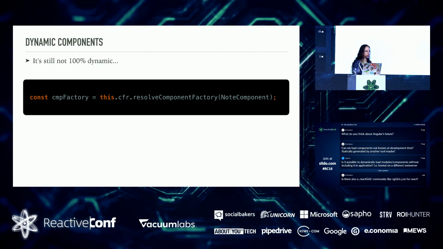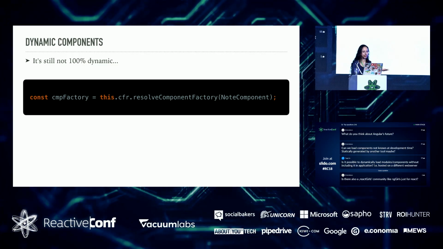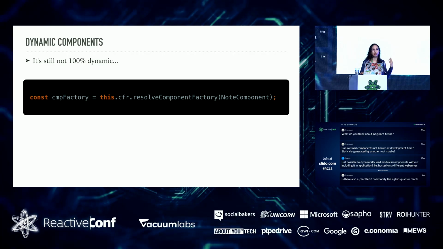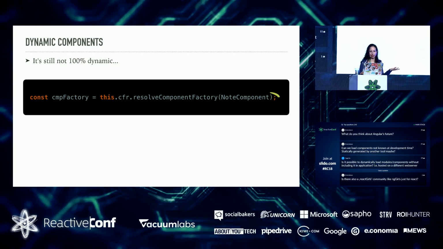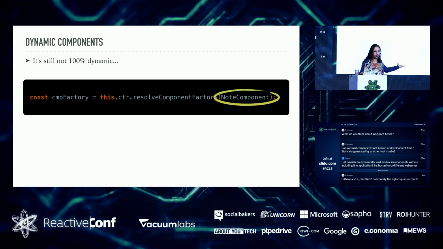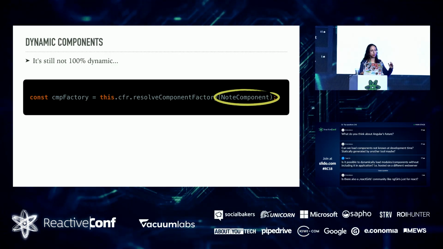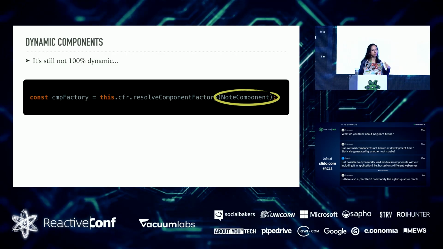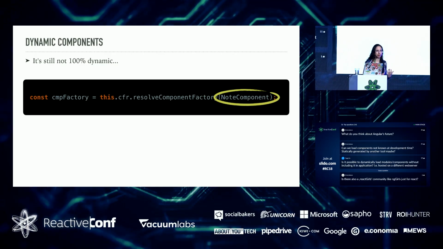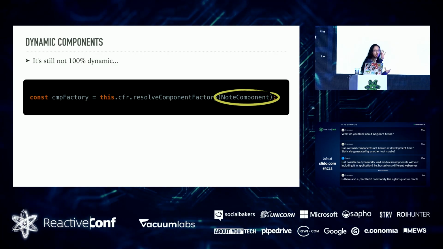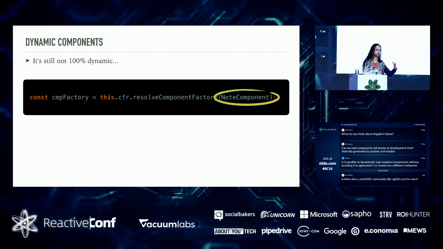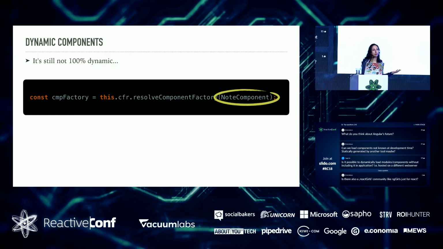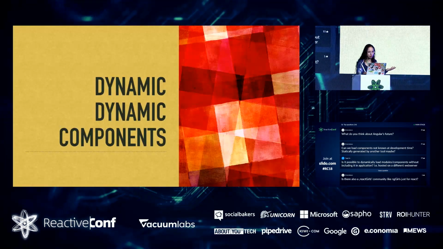But what we have here is still not really dynamic. Why is that? Because we need to know the type of the component ahead of time, during development time in this case. This means that we need to import the code to this file, and we don't want that. This means that the code of the node component will be included in the bundle, even though the user might not need the node component.